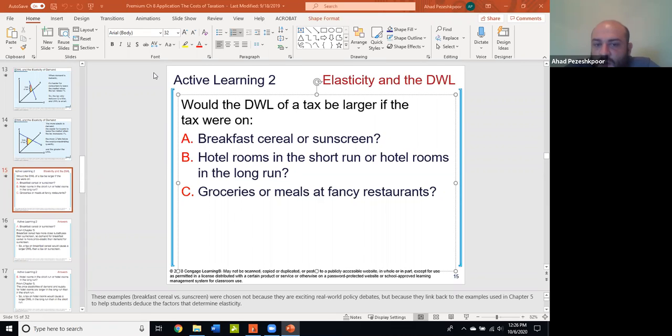Would the deadweight loss of a tax be larger if the tax were on breakfast cereal or sunscreen? If you were a politician and you wanted to impose a tax on each one of these, which one would you choose to have the smaller deadweight loss to keep the people in the market? Would you impose it on breakfast cereal or sunscreen?